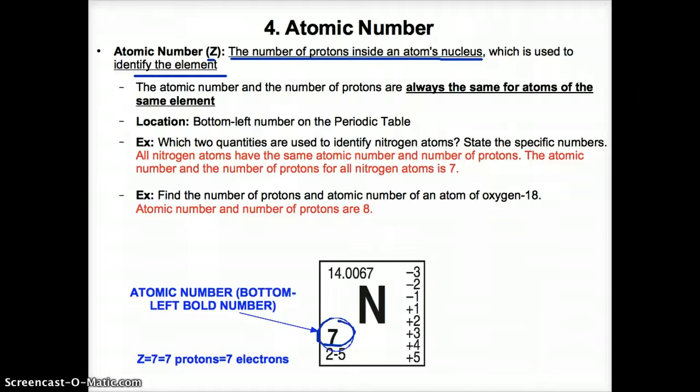Based on this idea, the atomic number and the number of protons are always the same for atoms of the same element. That is, as long as you have an atom of nitrogen, for example, you'll always have the same atomic number of 7 and the same number of protons, which is also 7 based on the atomic number.